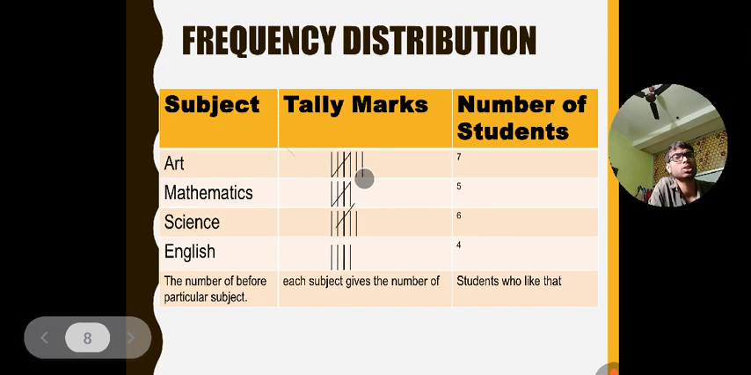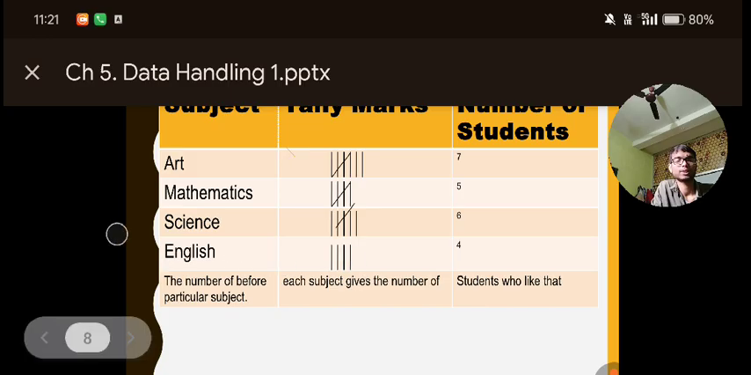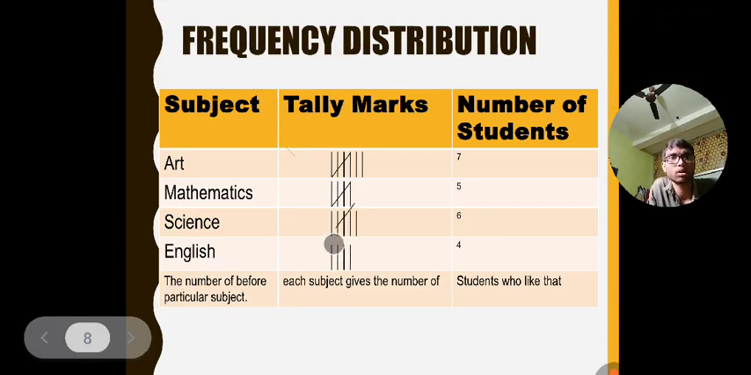This is how we represent a number in tally marks form. So 1, 2, 3, 4, and the slash over these 4 makes 1 group, so this is considered as one number of five. So 5 and 2 makes 7. This is how tally marks are represented. This was about frequency distribution.